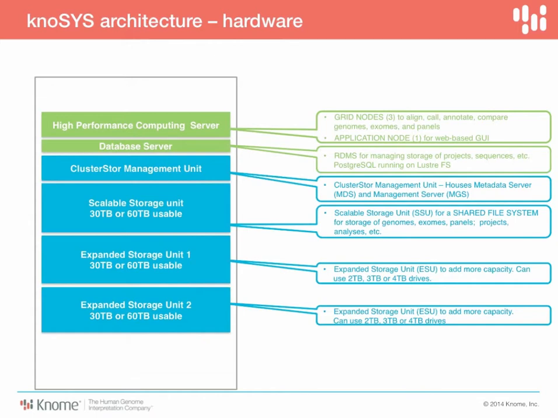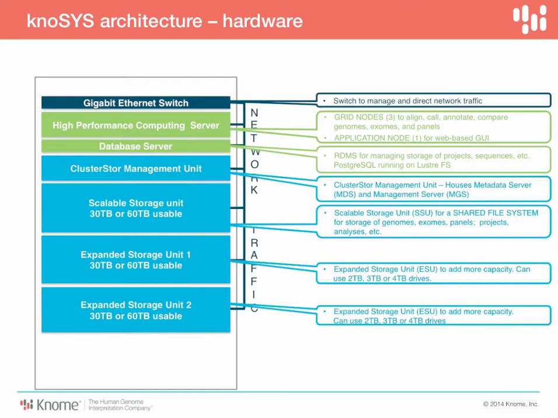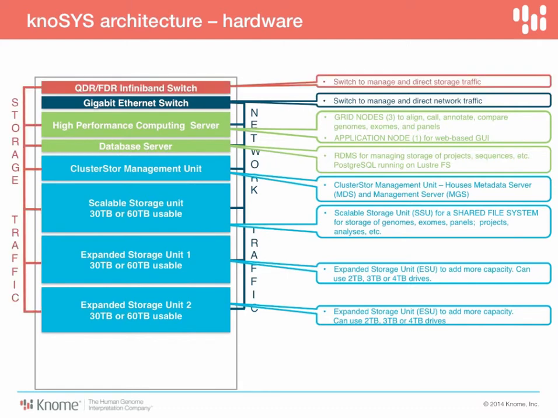And then there's the network. As I mentioned, how do these all intercommunicate? Well, you have a gigabit Ethernet switch for just regular network traffic, and then you add an InfiniBand switch. The QDR here, I'll explain on a following slide, but the InfiniBand switch manages the storage traffic, and so all the machines or nodes are interconnected by two different network connections in this drawing.